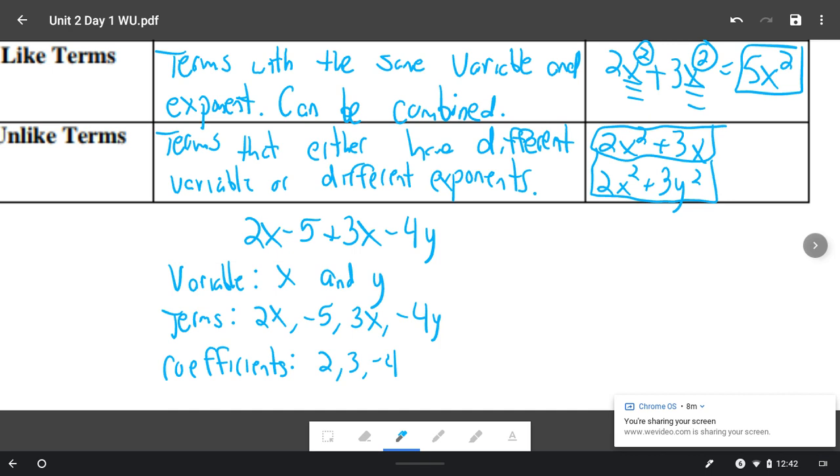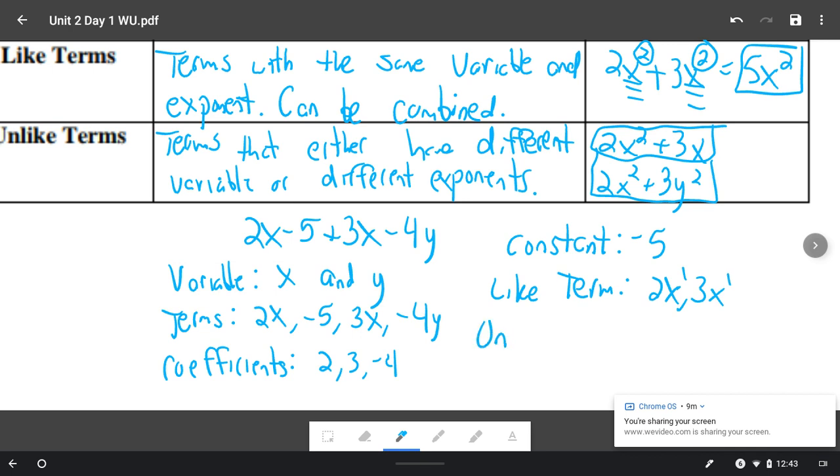The next vocabulary term we had were constants. Those are the things that don't change because they don't have a variable attached to them. And I think I only see one constant here, and that's just negative 5. The next vocabulary term I have is like terms. Are there any that we can combine? I think we see a 2x and a 3x have the same exact variable and the same exact exponent of just a 1 on top. So those are actually like terms.